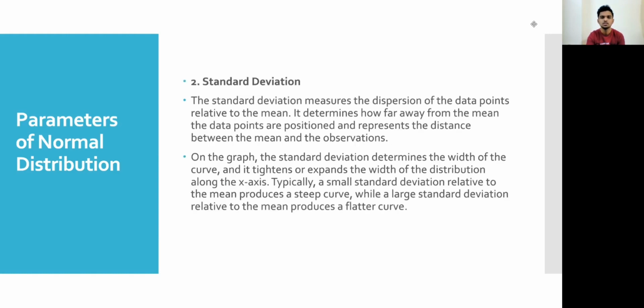The standard deviation measures the dispersion of the data points relative to the mean. It determines how far away from the mean the data points are positioned and represents the distance between the mean and the observations. On a graph, the standard deviation determines the width of the curve and it tightens or expands the width of the distribution along the x-axis.